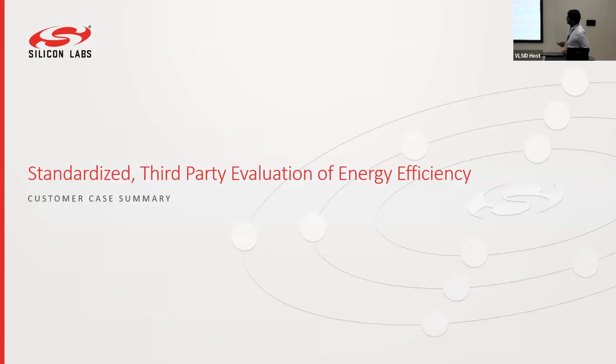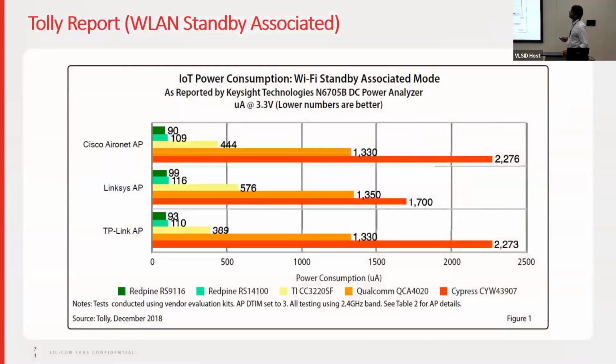Now coming to the standardized third-party evaluation. We claim that our model is a low power device. So by comparing with the other vendors, how much power can we save, how efficient are we in saving the power. This report is generated by the third-party group called Tolly. We have done it with different access points and also different vendors. As you can see here, the Redpine modules have very low power consumption.